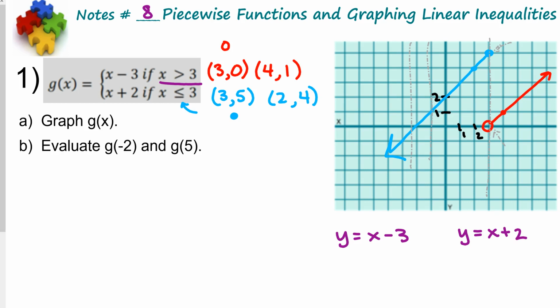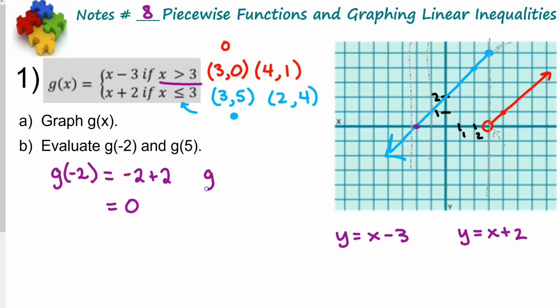And then for part B, we're going to evaluate g at a couple of different values. G of negative 2. So which piece would you plug negative 2 into? Does negative 2 fall into the x is greater than 3 category, or does it fall into the x is less than or equal to 3 category? I would say that negative 2 is less than or equal to 3, so we're going to plug negative 2 into the bottom piece. So we have negative 2 plus 2, which is 0. So according to that, hopefully our graph goes through the point negative 2, 0. And it does. We can see that point on the graph.